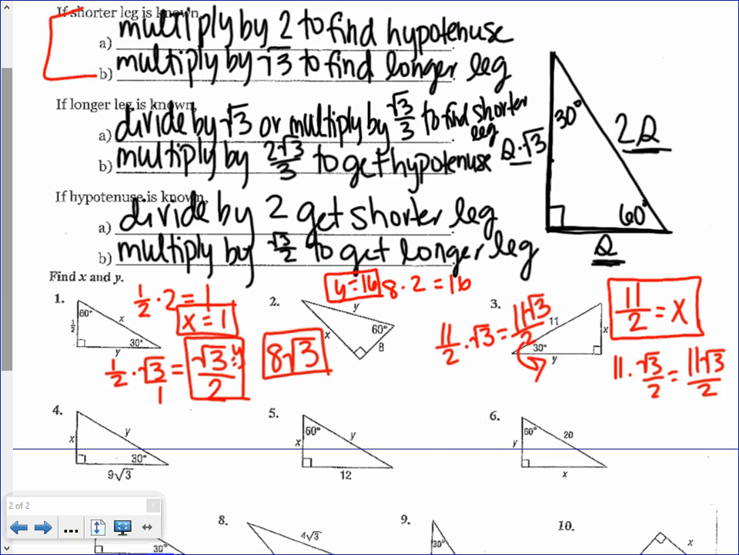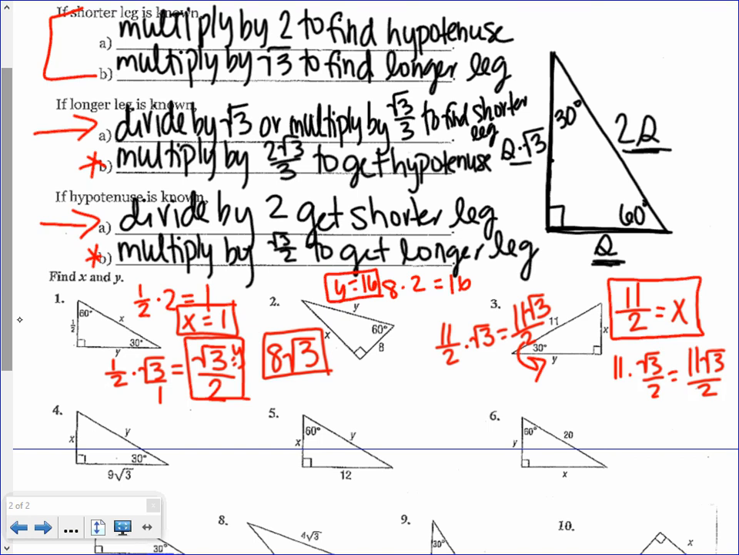It's just which ones do you want to remember? If you want to remember the fewest number possible, you're going to want to know these two about the shorter leg and then how to get to the shorter leg from the longer leg and from the hypotenuse. And if you remember those 4, you don't actually have to remember those 2. So that's up to you. It just depends on what you want to work through.